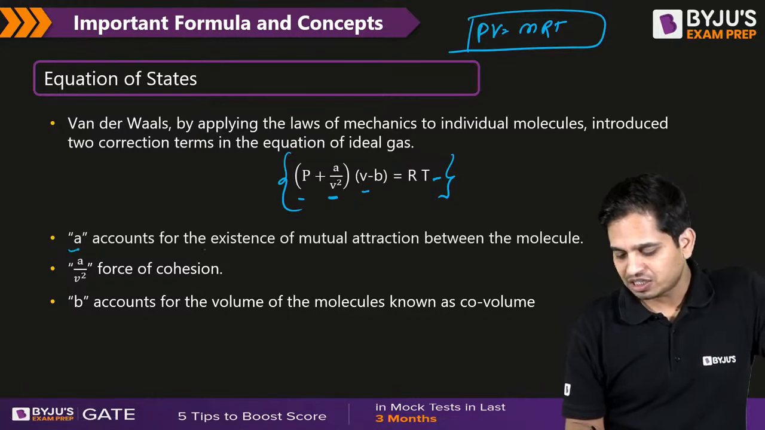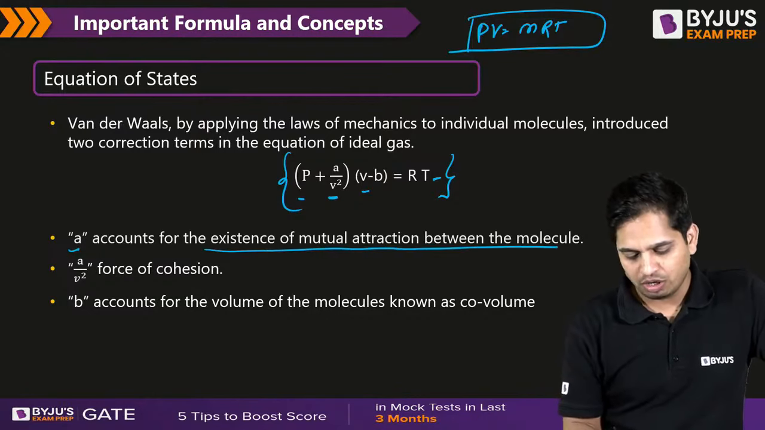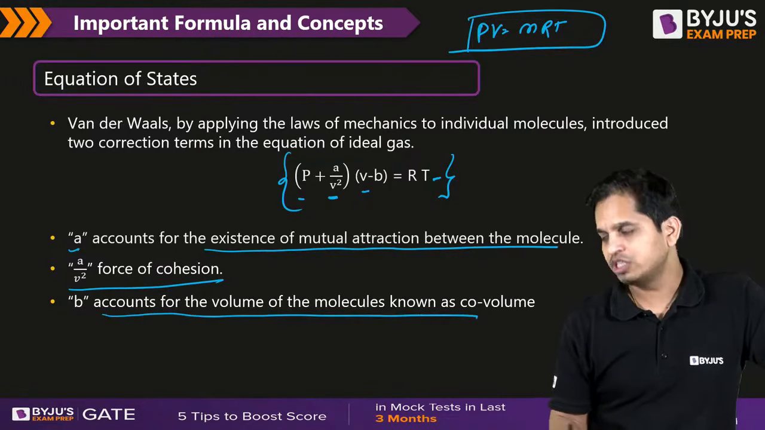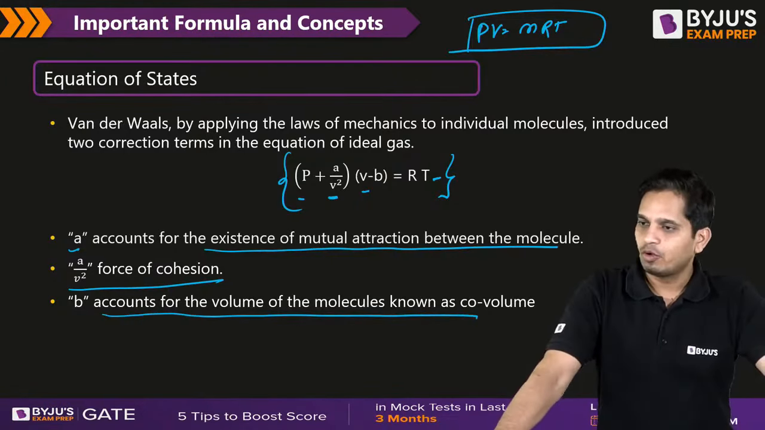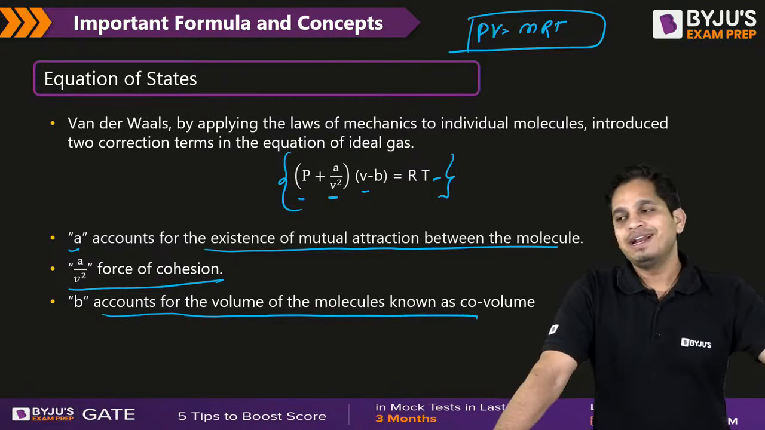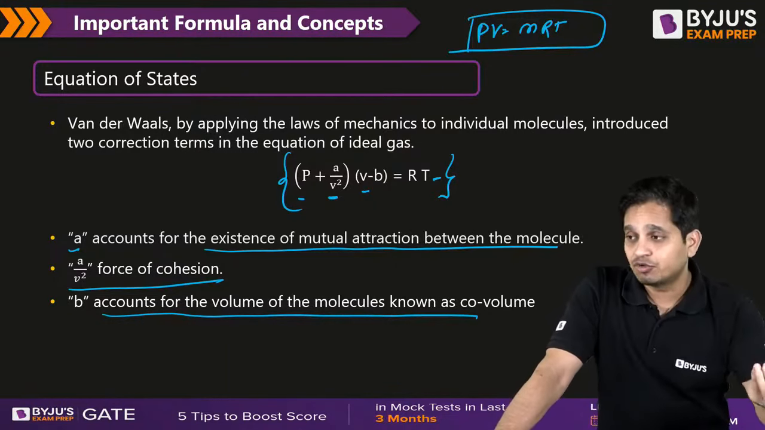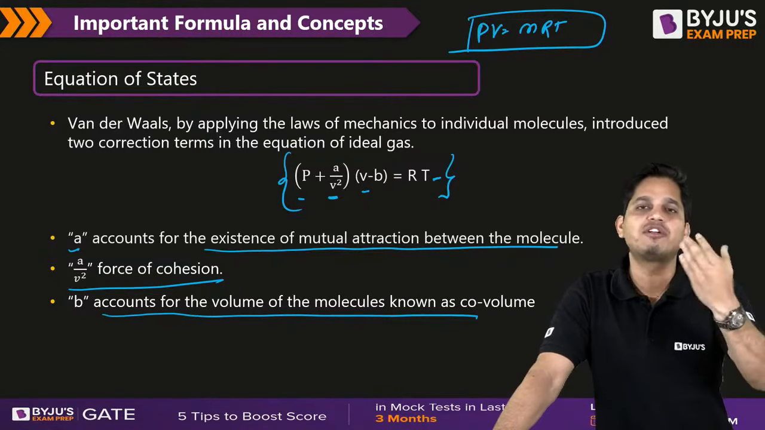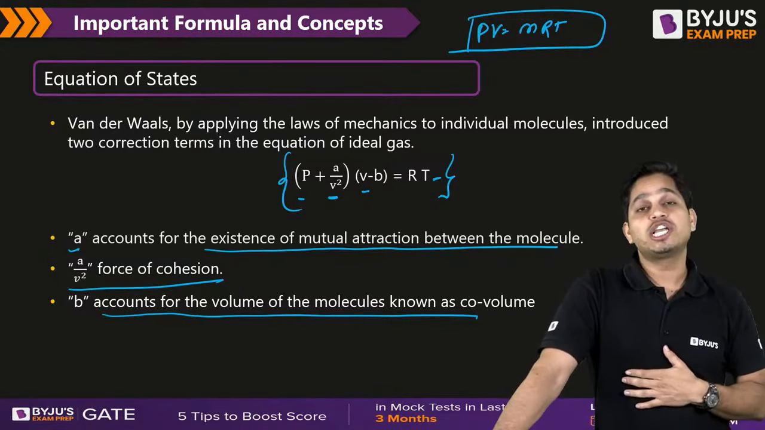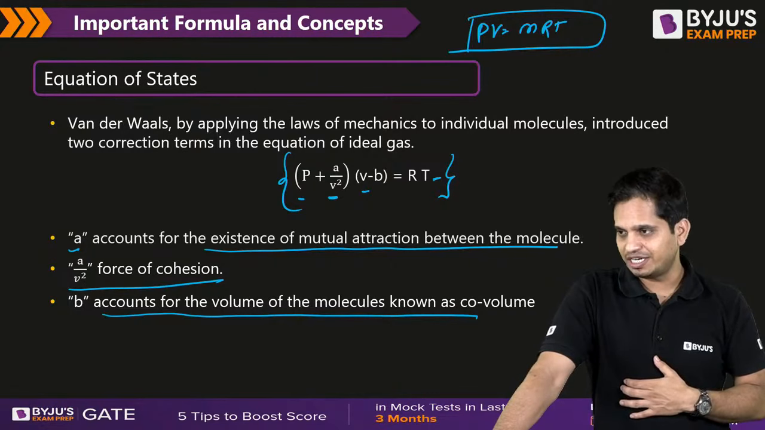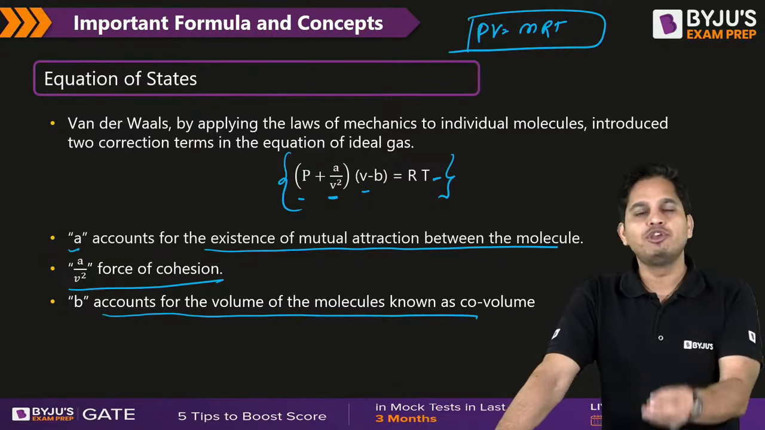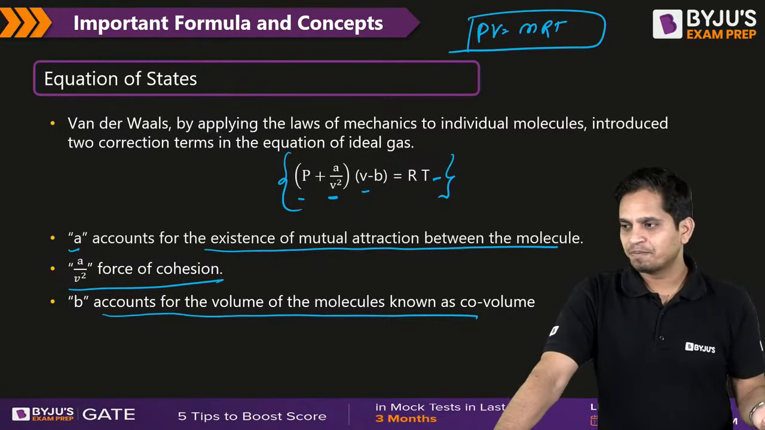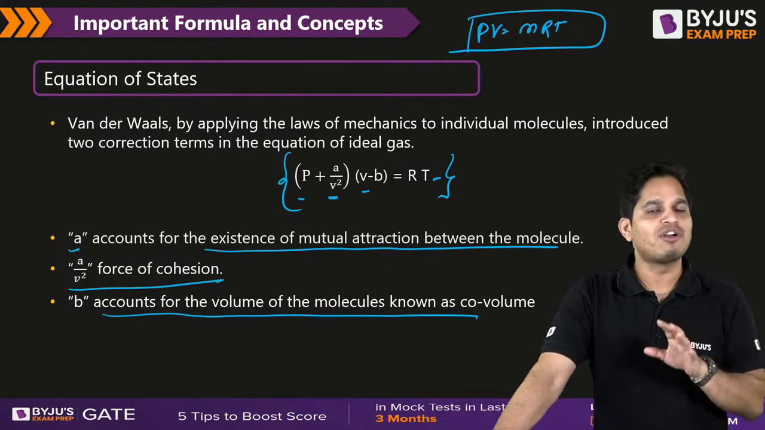A accounts for the existence of mutual attraction between the molecules. It is the force of cohesion. B accounts for the volume of molecules, known as co-volume. So when ideal gas behavior is not satisfied, pressure, volume and temperature are related in some other way. Those equations are called equations of state. The most common equation that we use is the van der Waals equation. There are other equations as well, but you are not expected to remember them.